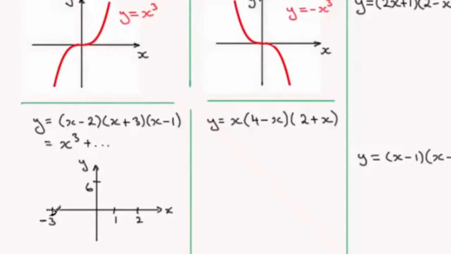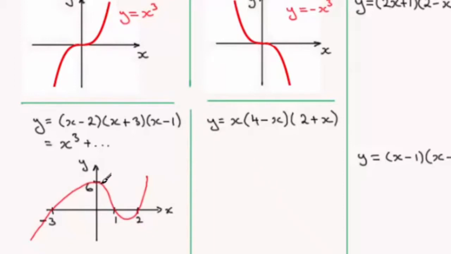The first mistake is to draw something like this, where students come up through the -3, go up to the 6, back down through the 1, and then up through the 2. And that would be a common mistake. Why? Well, it looks like the highest point is this point where it crosses the y-axis at 6. It's not going to be the case.